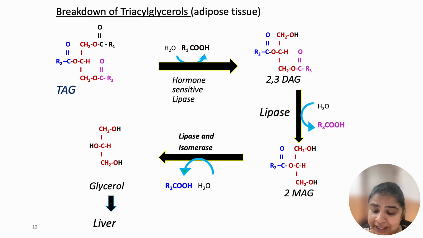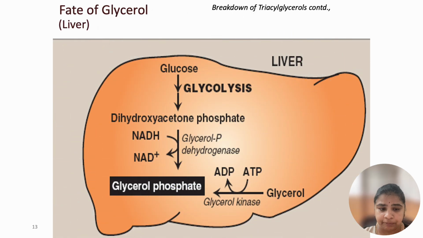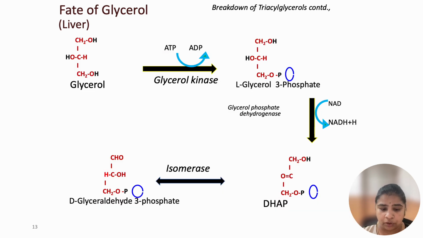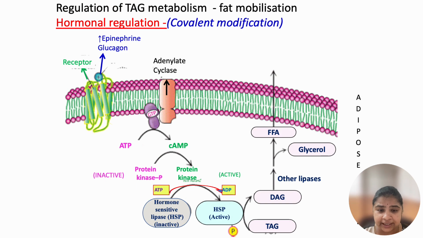This glycerol will be transported to the liver, where it can undergo a glycerol kinase reaction, or it can be converted to dihydroxyacetone phosphate and enter into glycolysis. So, glycerol kinase forms glycerol 3-phosphate, which can in turn form DHAP and can be channeled into glycolysis. Regulation, again I will not go into details of the slide.